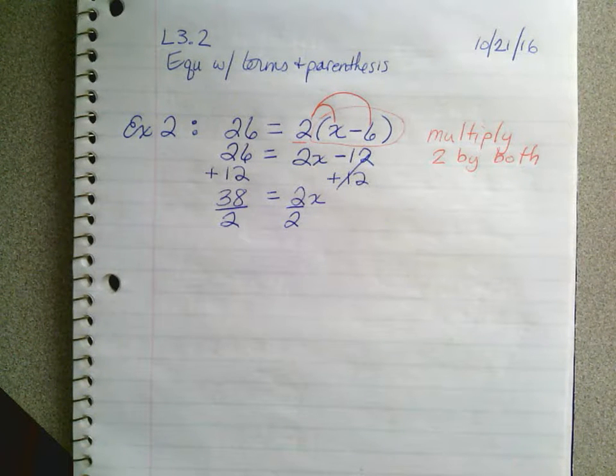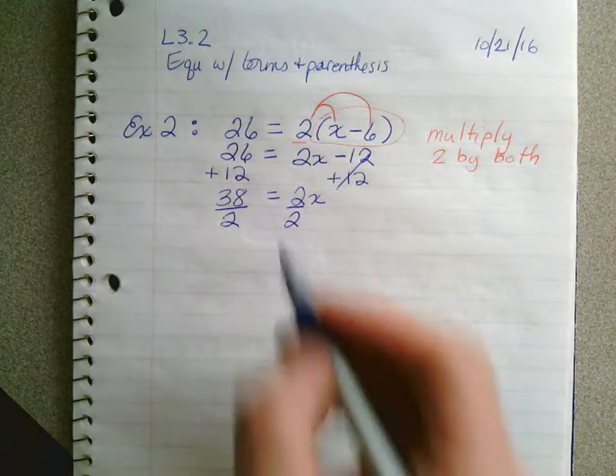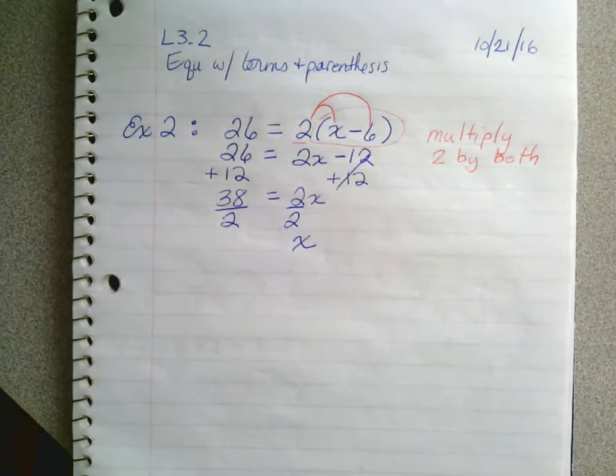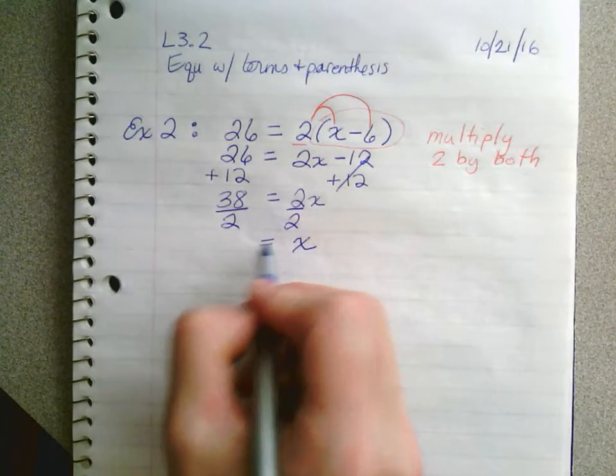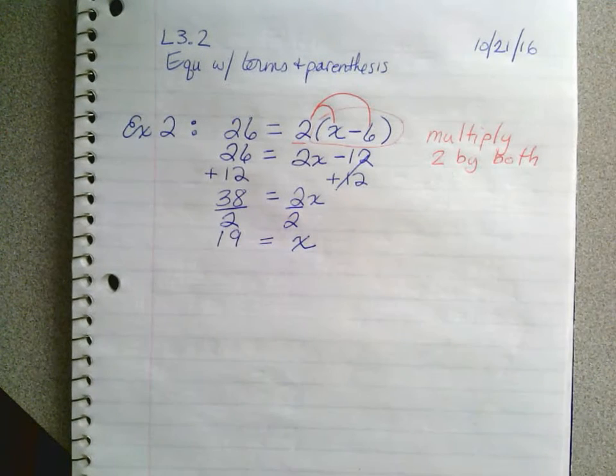2x divided into 2 equal parts is 1x. 38 divided into 2 equal parts is 19. Okay?